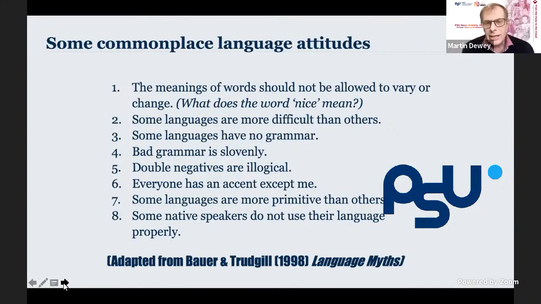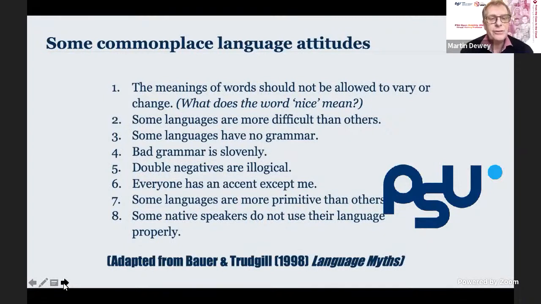Yeah. So just to reiterate, all of these beliefs about language have an element of myth in them. There's not very much truth in them from a linguistics perspective. The point about number 6 is that we see our own language, the way we speak it, as normal, and other people have an accent, but we don't.